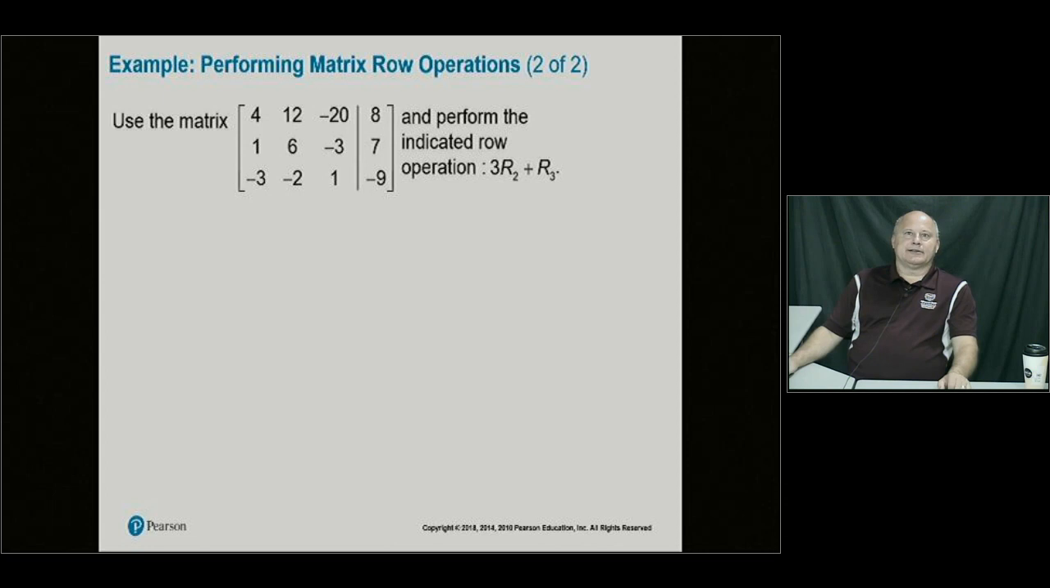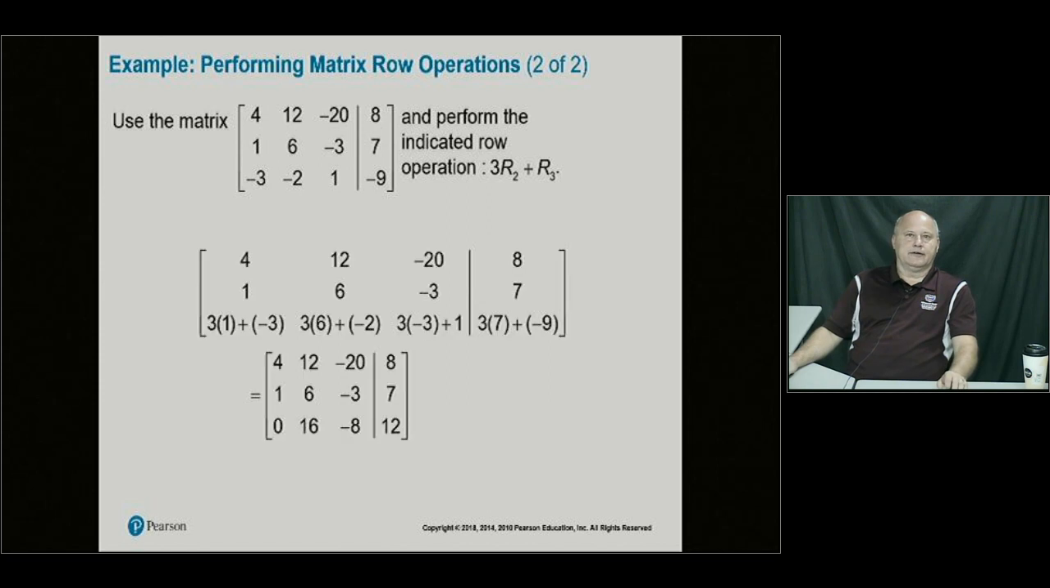Okay? Now let's look at this example. Again, this is the original matrix: 4, 12, negative 28, 1, 6, negative 3, 7, negative 3, negative 2, 1, negative 9. That was the original matrix from the previous slide. Now we're going to perform the indicated operation. We're going to multiply the second row times 3 and then add it to the third row. So 3 times R2 plus R3, and we're going to put the result in row 3.